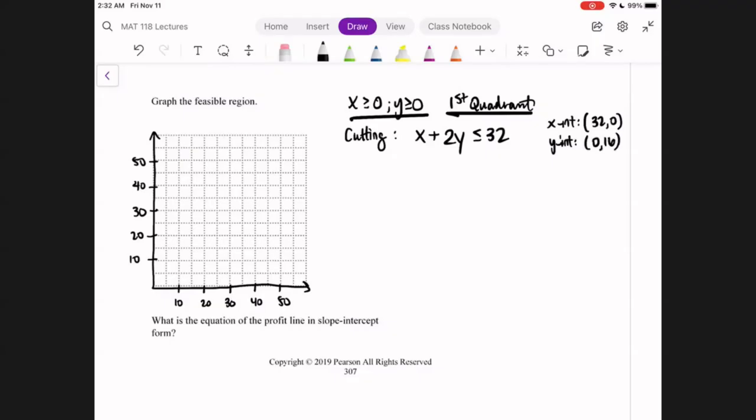So 0, 16 is here, and then 32, 0 is here. Then I'm going to draw the line like this. Since it's less than, I check the origin: 0 plus 2 times 0 is less than or equal to 32. Is this true? Yes, because 0 is less than or equal to 32. So I'm going to shade below, like this. I'm going to shade in a different color, just so we're on the same page. So I have that it's below.